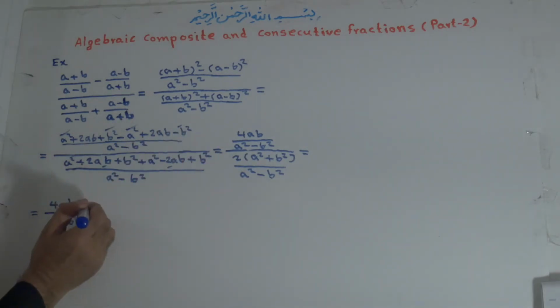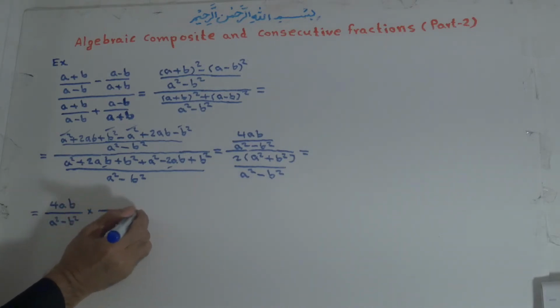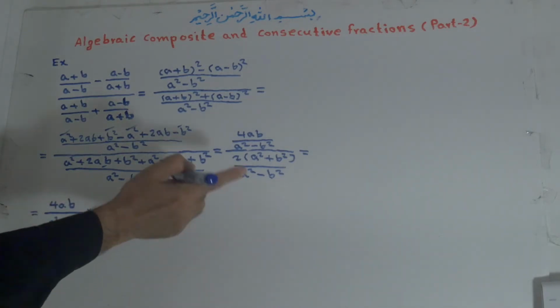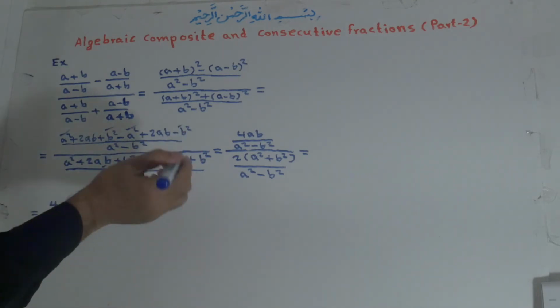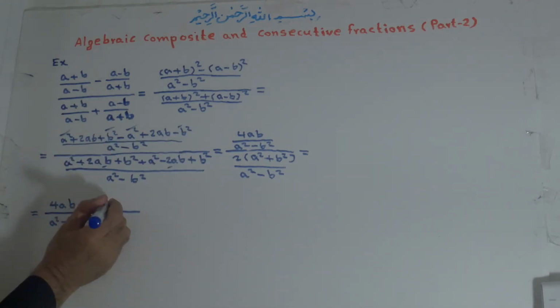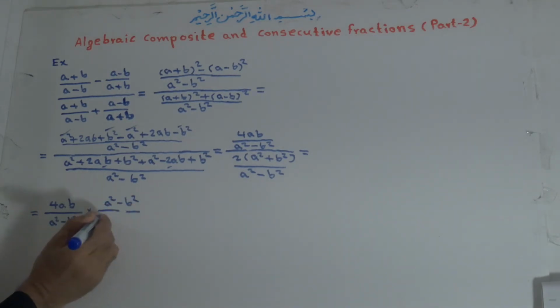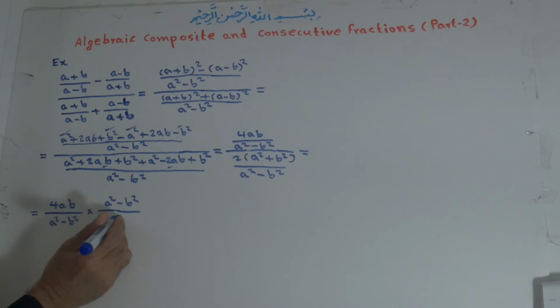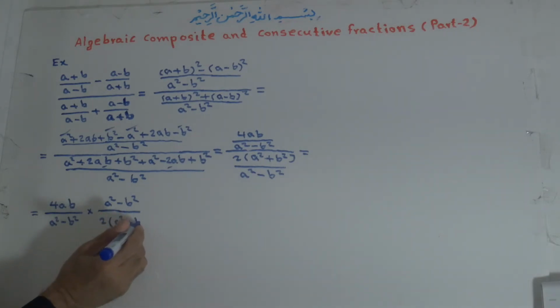The division sign changes to multiplication. Now the denominator comes to the numerator, and the numerator to the denominator; reverse it. a to the power of 2 minus b to the power of 2 over 2, times a to the power of 2 plus b to the power of 2.